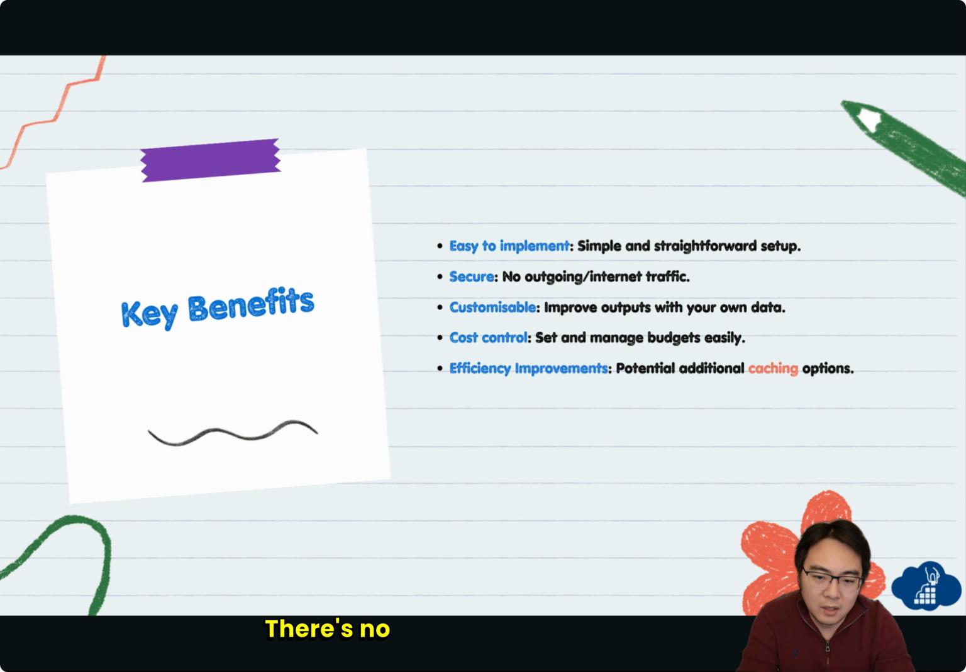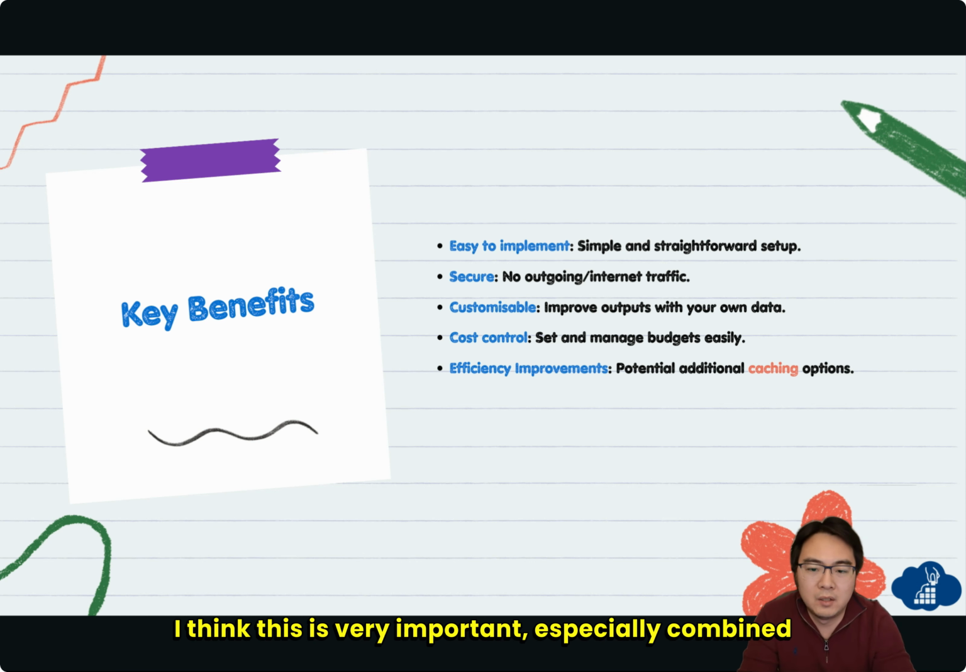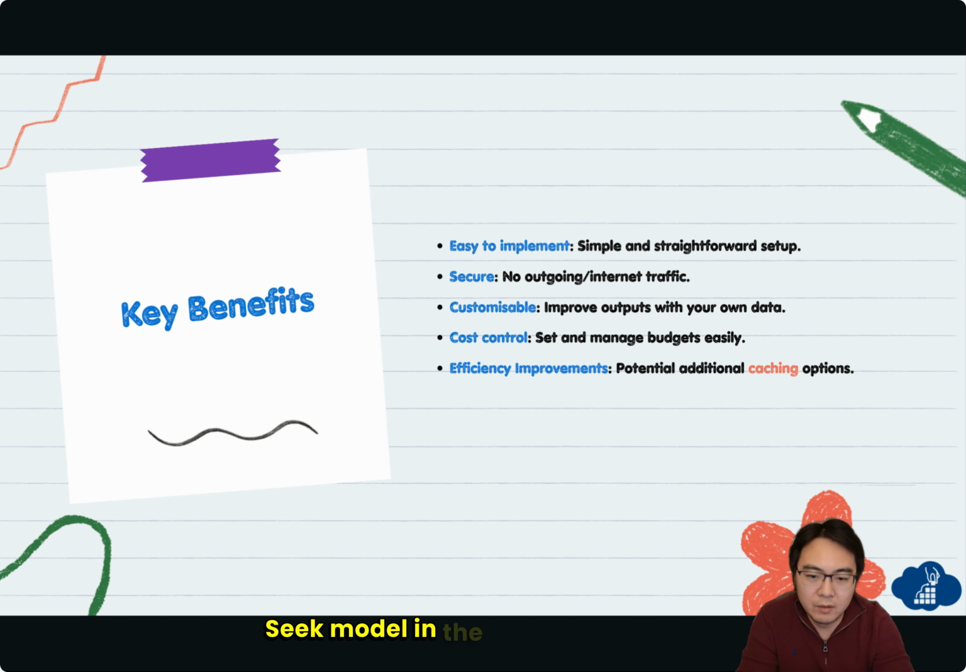There's no outgoing internet traffic. I think this is very important, especially combined with the way that I cached the DeepSeek model in the container image. It makes the container image bigger, but it's actually a very secure way to deal with it because you don't need internet when you run it, right? And that's very important.